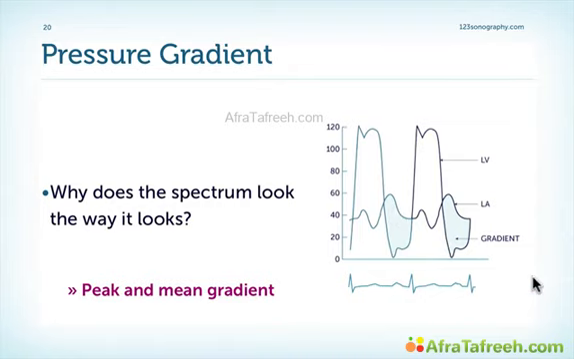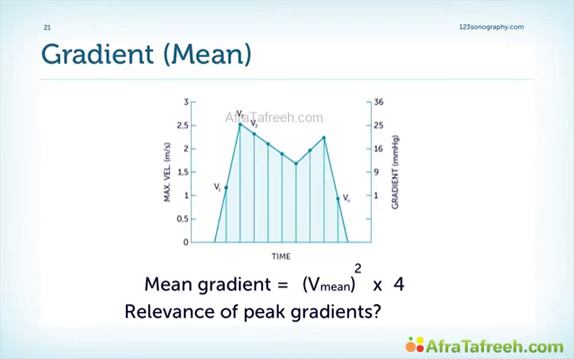Here's a schematic representation of a Doppler inflow signal in a patient with mitral stenosis. What we see here is a point where we have a maximal velocity. If we use the Bernoulli equation, we can calculate a maximal gradient. Now, the maximal gradient in mitral stenosis does not really represent the severity as well as the mean gradient.